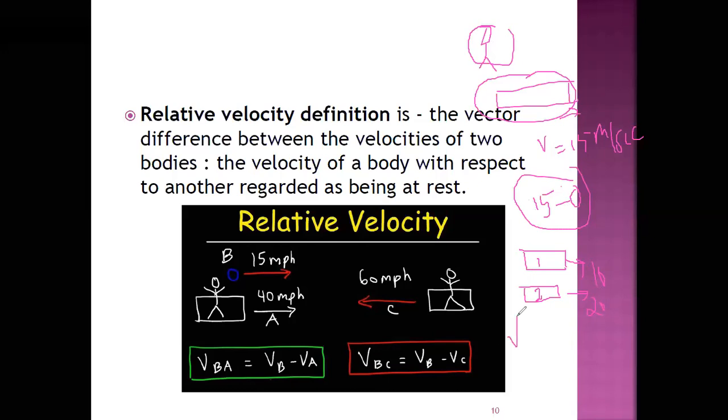So what is the relative velocity of body 2 with respect to body 1? It means 20 minus 10, which comes to 10. So that is called relative velocity. This is very, very important: relative velocity.